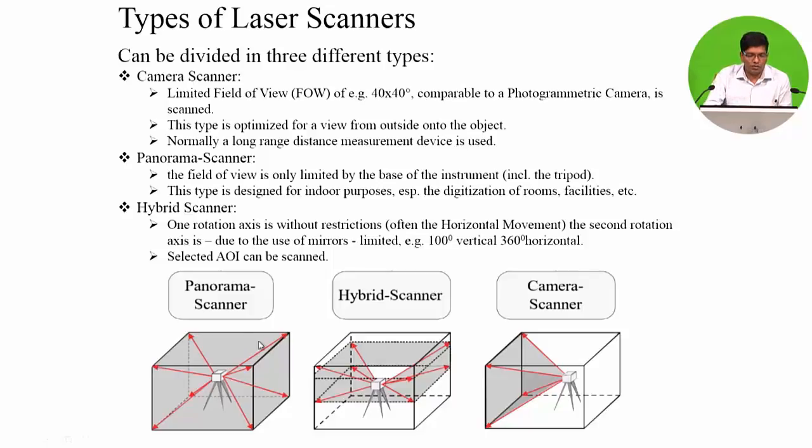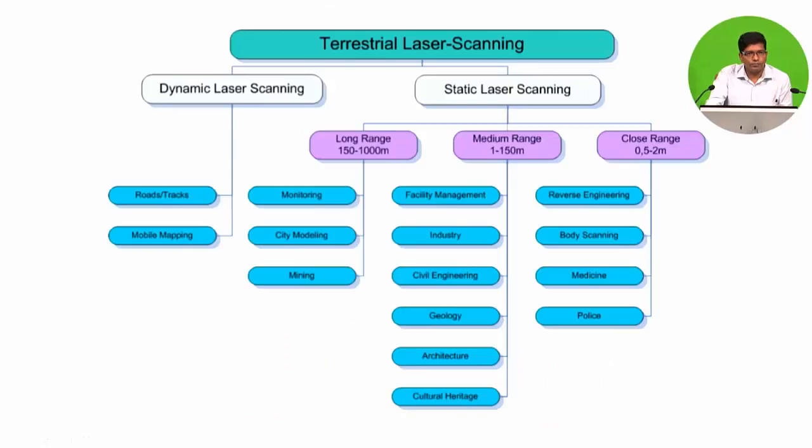So here are some pictures showing you in panoramic scanner we can scan the entire area, entire 360 degree by 360 degree. In case of hybrid, we can choose which kind of area we want to acquire, and in case of the camera scanner, only a limited portion of the entire space can be acquired to get the 3D data of the scene.